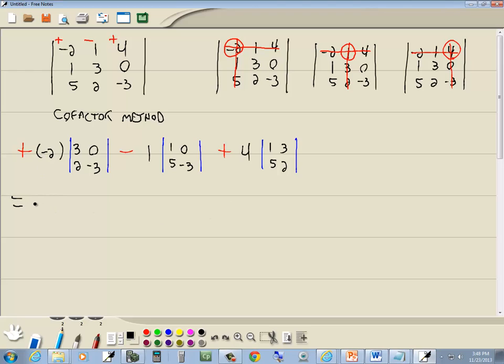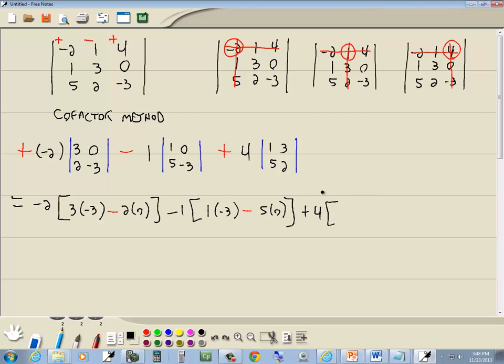Okay, positive, negative gives us negative, so that's -2. I want to cross multiply. So I got 3 times -3 and 2 times 0, and we got a minus in between them. Then -1, and I'll cross multiply. So I got 1 times -3 and 5 times 0. Put a minus between them. And then I got +4, and again I'll cross multiply. So I got 1 times 2, and I got 5 times 3, with a minus between them.